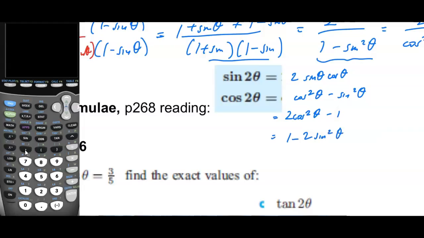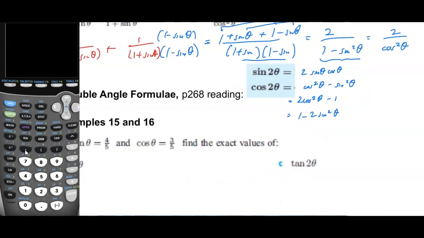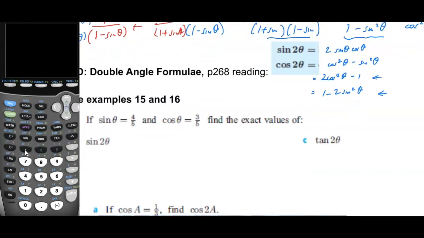You're going to use the one that is the least complex. You don't want to add more sines and cosines to what you already have. If you already have sines in your expression, try to use this one. If you already have cosine squared in your expression, try to use this one. Don't add sines if you only have cosines. Don't add cosines if you only have sines, okay? All right.